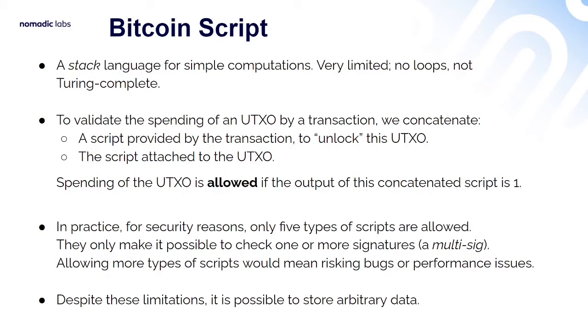In practice, for security reasons, only 5 types of scripts are allowed. They only make it possible to check one or more signatures, which we call a multisig. If we allowed more types of script, this would risk more bugs and performance issues. But in spite of these limitations, it's possible to use Bitcoin script to store arbitrary data.